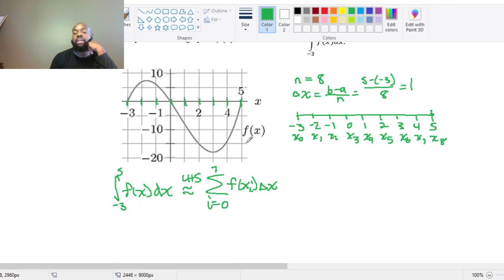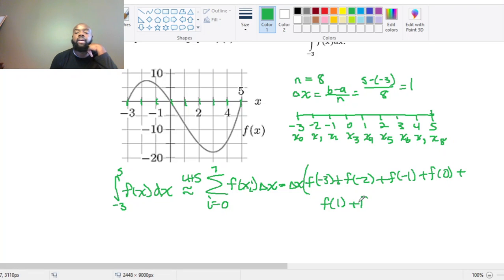And so if I want to estimate this, I'm going to multiply my delta x, which we have out front, times f of x of 0, which is -3, f of -2, f of -1, f of 0, f of 1, f of 2, f of 3, f of 4. My delta x is 1, so I'm going to have 1, and I have to find my y values, these functional values here, by looking at my graph. So I'm going to go ahead and find my y values.